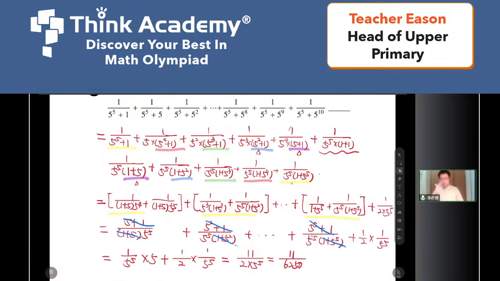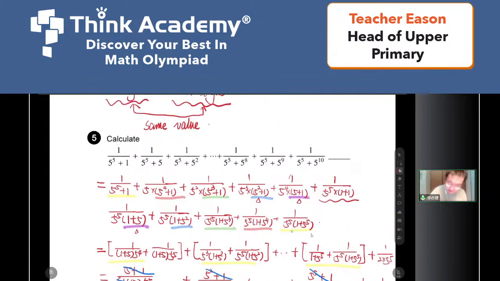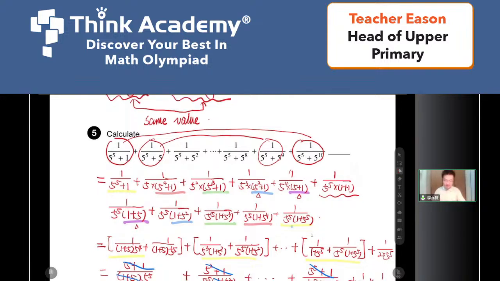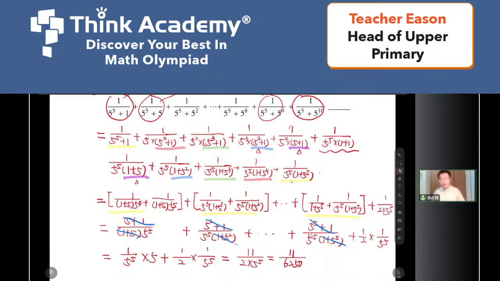So for this question, it's easy for me to just tell you, hey, you just pair these two up, and pair these two up. And then you will find that the sum of each pair is the same. Yeah, it's 1 over 5 to the power of 5. It sounds easier, right? But why didn't I do that?